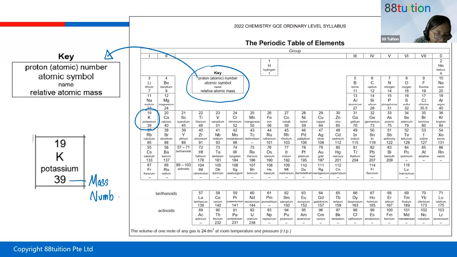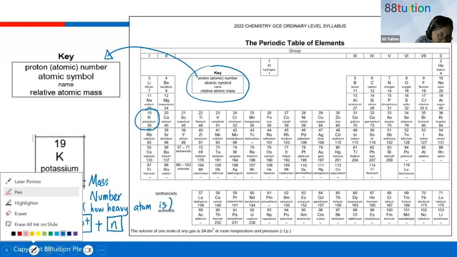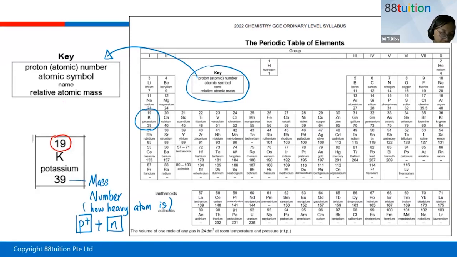It tells you how heavy it is. All right, it tells you how heavy the atom is. And mass number is contributed by the number of protons plus the number of neutrons. First letter and last letter of 10. All right, then 19. You have forgotten the smaller number. Do you remember your PEN? All right, protons, electrons, neutrons.